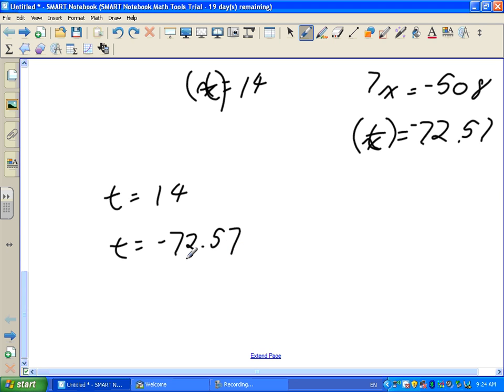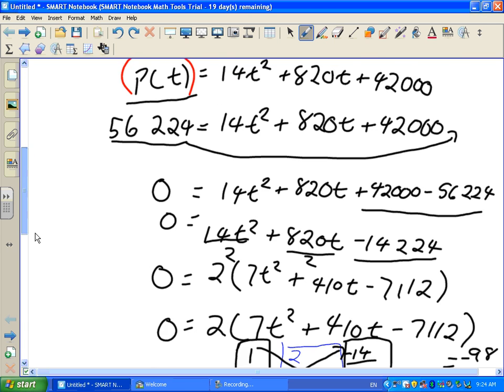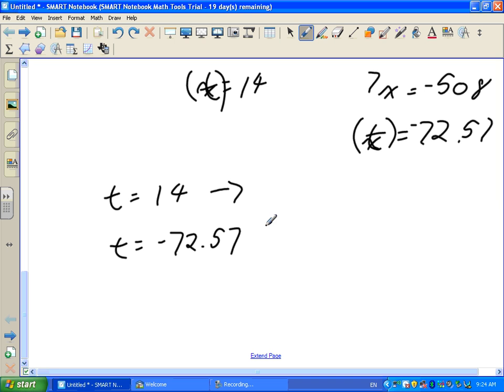Now, these answers are actually numbers that we need to put into years. If we go right back up to the top, when t is 0, we're in the year 2000. So when t is 14, what year will we be in this case? 2014. And when t is negative 72, what year are we going to be in? Get a calculator out. What's 2000 minus 72.75? 1927.25. So we're 3 months into the year of 1927.